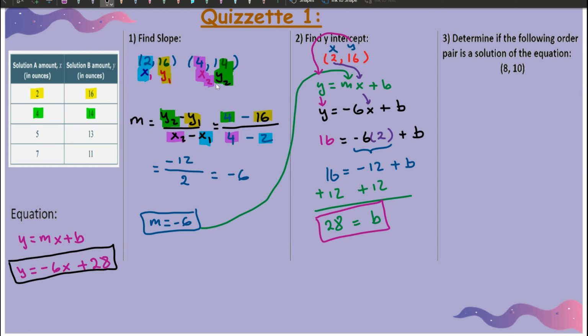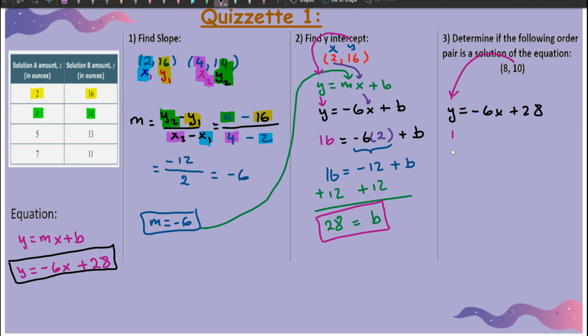Alright, number 3. What we're doing right now is also part of reviewing for your test, so pay attention and try your best. Please ask questions tomorrow if you don't understand this. Number 3: determine if the following ordered pair is a solution of the equation. We already have the equation y equals negative 6x plus 28. This time, instead of solving for b, they ask whether this point is part of the solution of the equation. So all you have to do is plug them in, same as when solving for b.